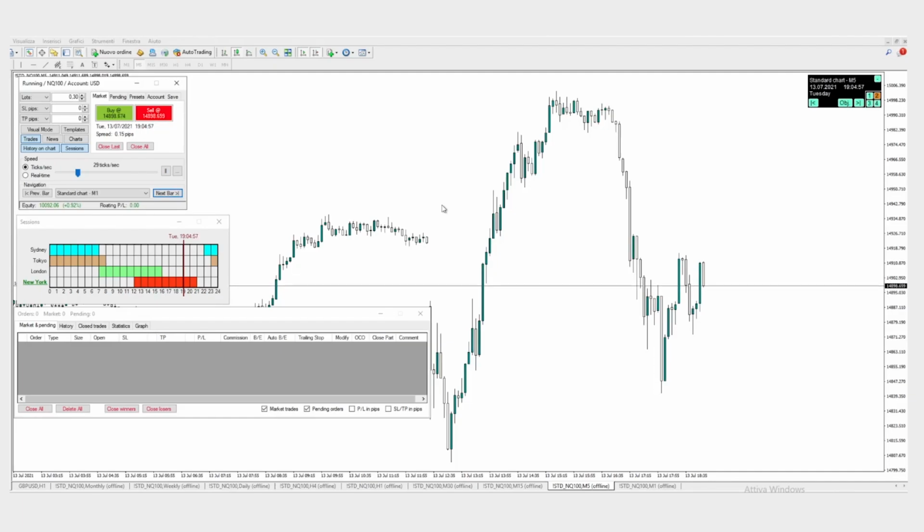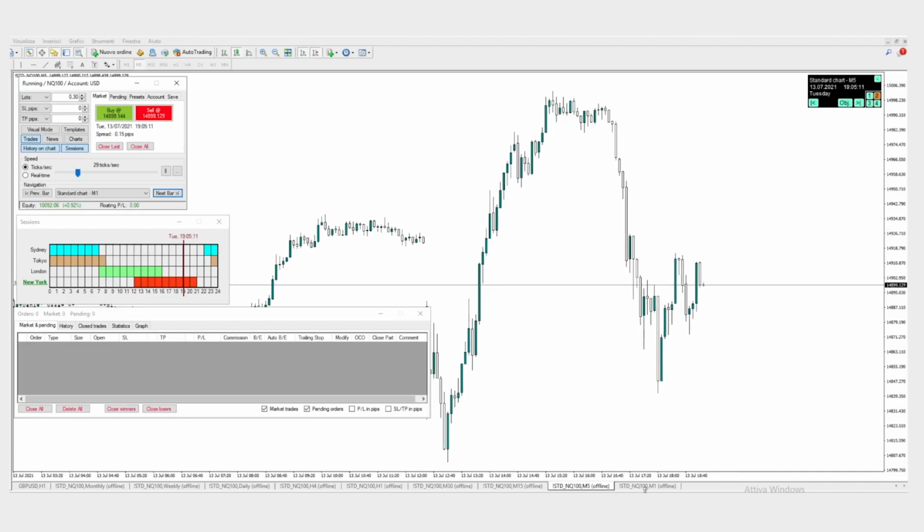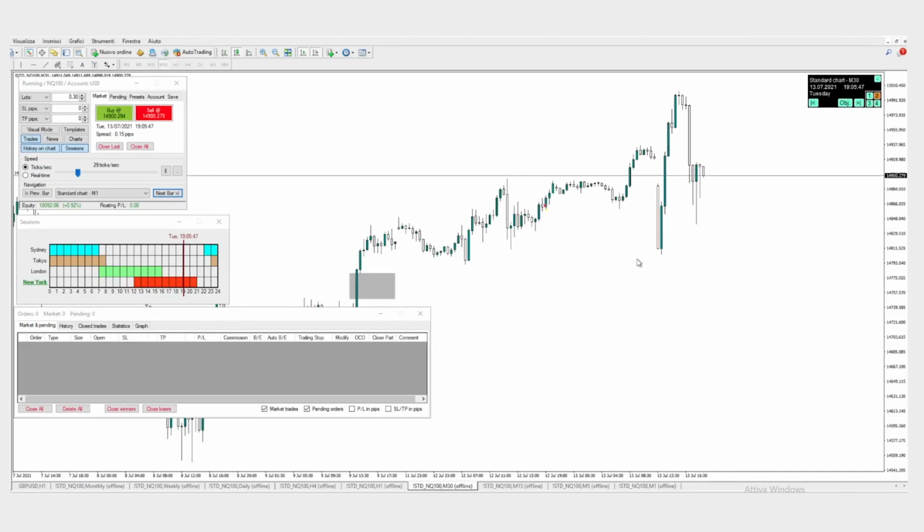I didn't even look for other opportunities which price could give me, because if I have a plan and I have many confluences, I will not change it very easily.